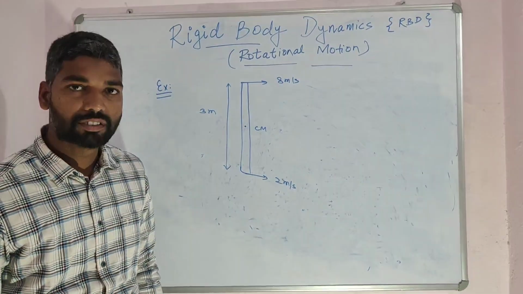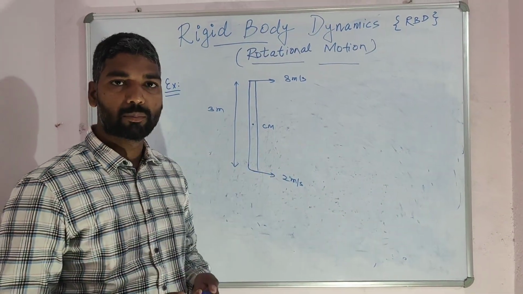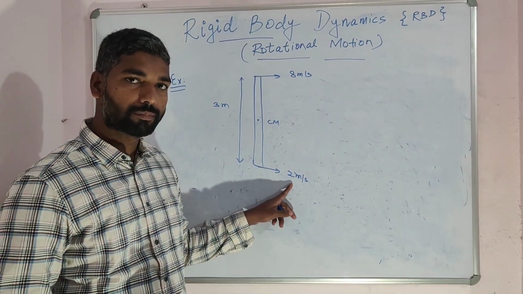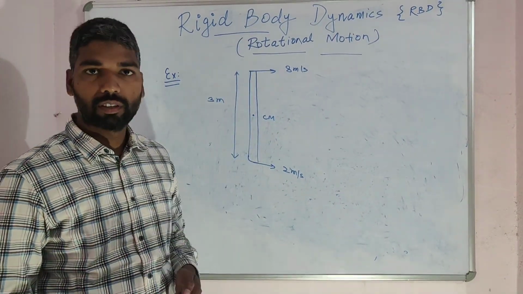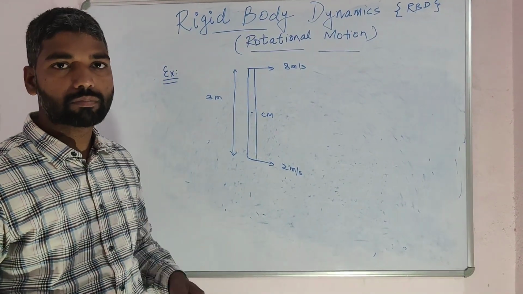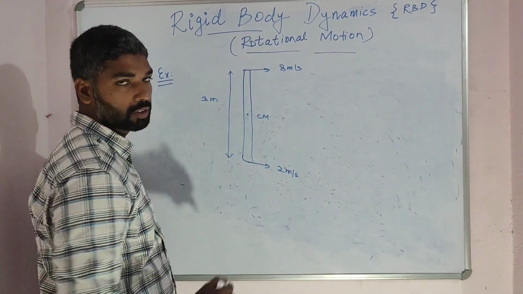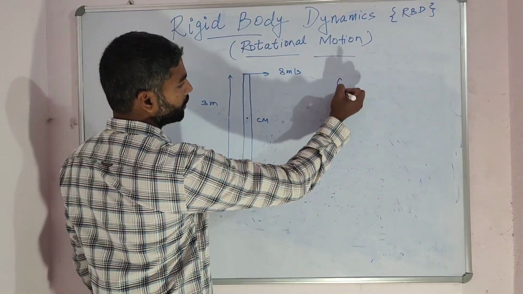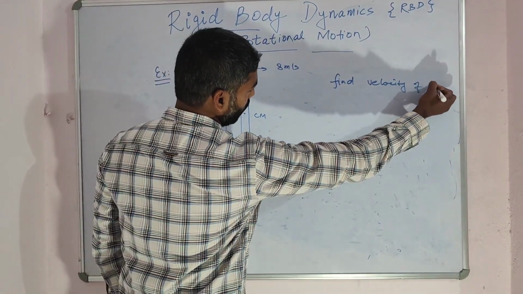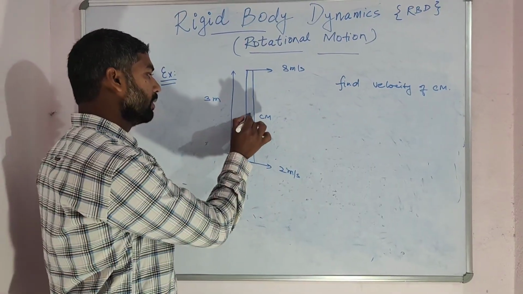Good. Let's take a simple question. A rod is performing a general motion. One end has velocity 2 meters per second and the other has velocity 8 meters per second, perpendicular to the length. The question says we have to find the velocity of the center of mass. The rod is uniform, so the center of mass will be in the middle.